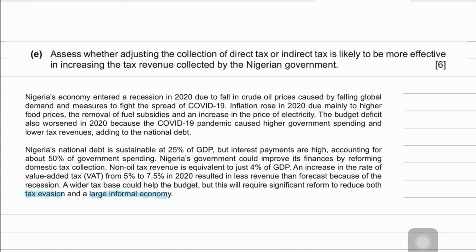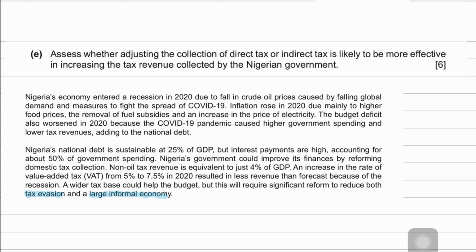Okay, guys, so the last part of the question says: assess whether collection of direct or indirect taxes is likely to be more effective in increasing the tax revenue collection by the Nigerian government. Now, obviously, it says assess whether, so we need to evaluate both these kinds of taxes as well. And there's an increasing need in the case study to come up with these tax reforms, and we need to improve the tax revenue collection because the country is already going through budget deficits due to not only higher government spending during COVID but lower tax revenues as well.